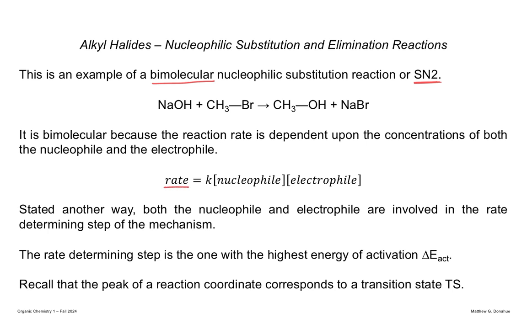The nucleophile, electrophile, that's your 2. So the concentration of those things will matter in terms of the overall rate. And then you have this thing K, that's your rate constant. The square brackets mean molarity.